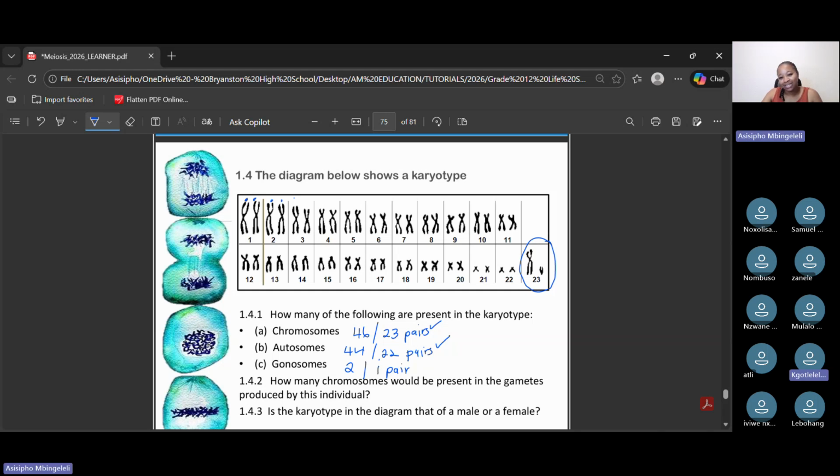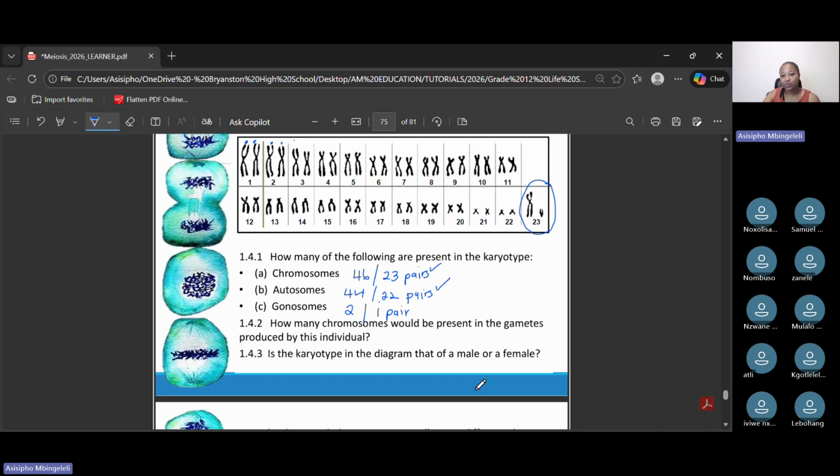You guys always make my day. Sorry, ma'am, it's been a long day. So we have to write 2 or one pair. You just have to choose which answer you like. Both are correct. So I wrote one pair. Is that correct? Mulalo, did you write just one or one pair? I wrote one pair. Okay, 2 or one pair is correct. If you wrote just one, wrong.